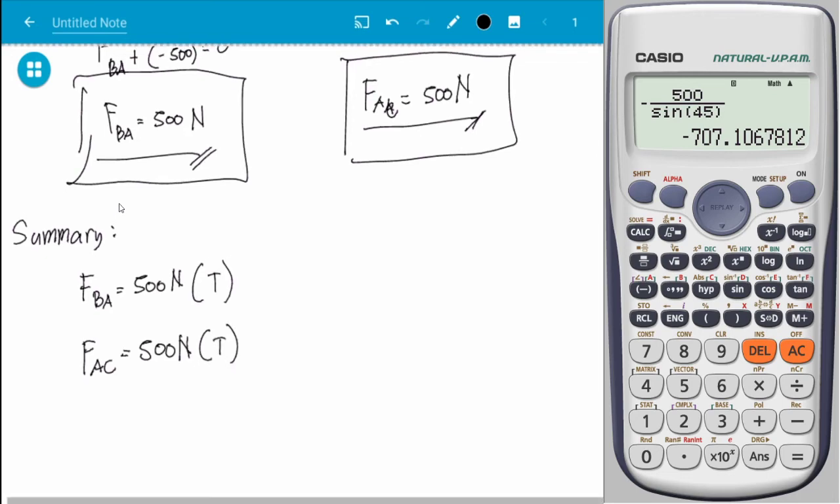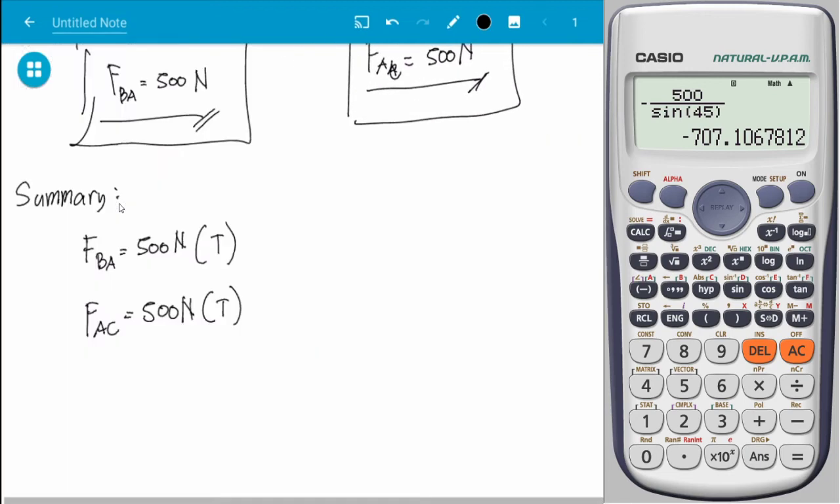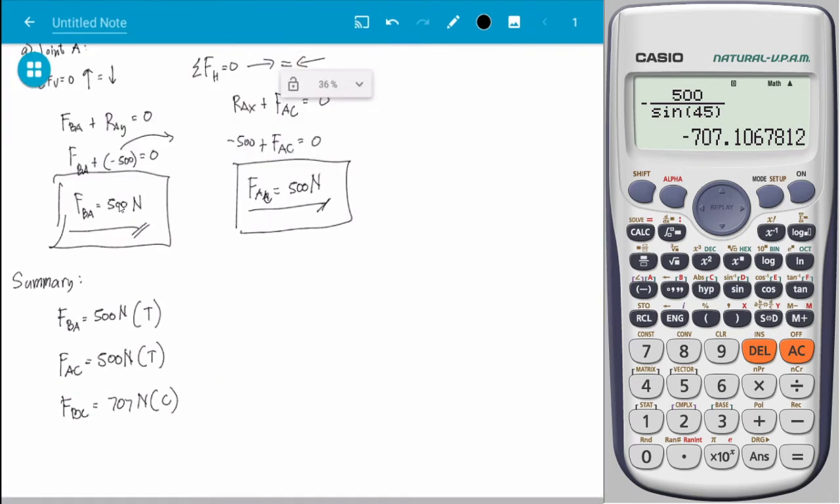And then, yung last is yung FBC is actually 707 Newton. That is actually in compression. Okay, or 707.1 Newton in compression. So, yan lang guys. So, that is actually our method of joints.